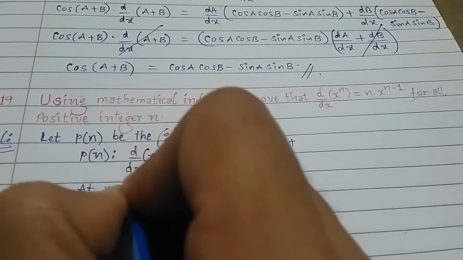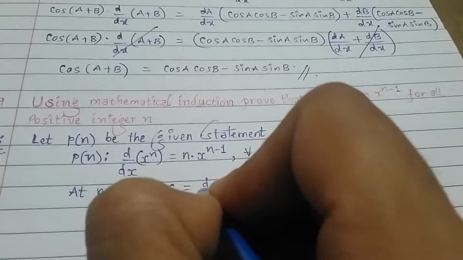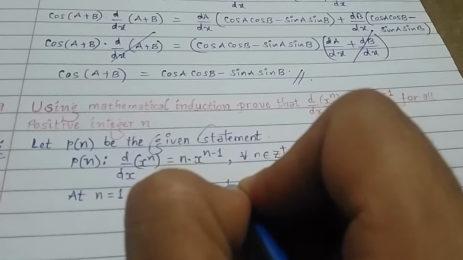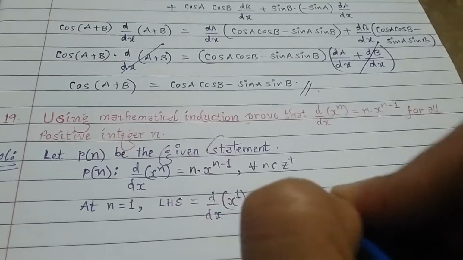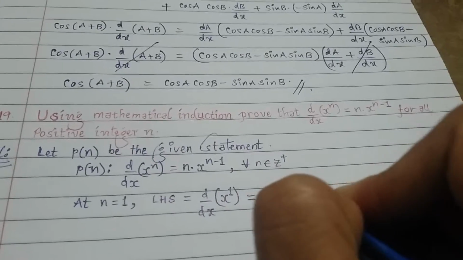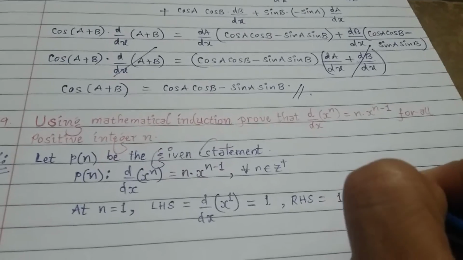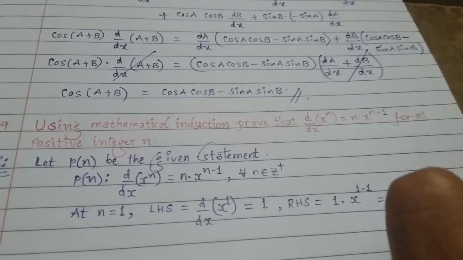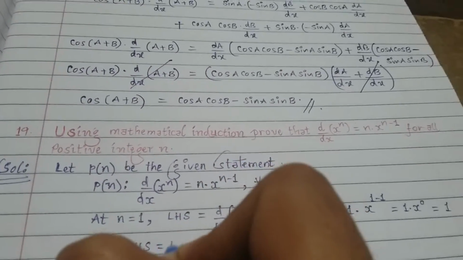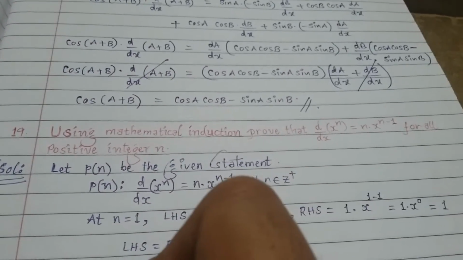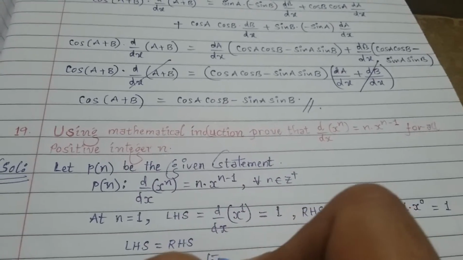At n is equal to 1, LHS of this statement is equal to d by dx of x power 1. d by dx of x is 1, and RHS of this statement is equal to 1 into x power 1 minus 1, which is equal to 1 into x power 0, whose value is 1. LHS equal to RHS. So P of 1 is true.